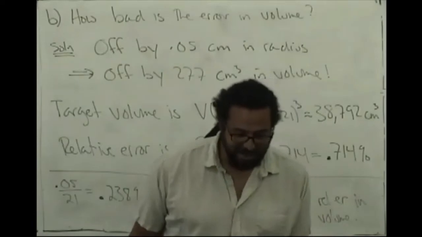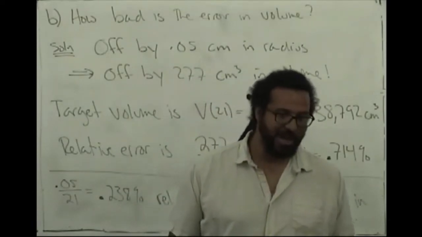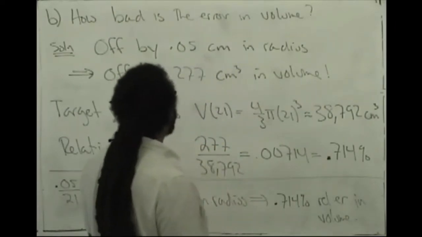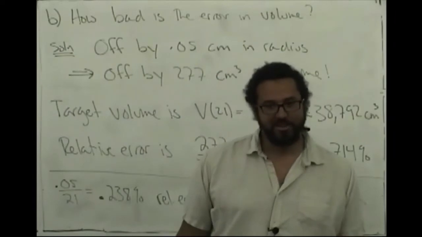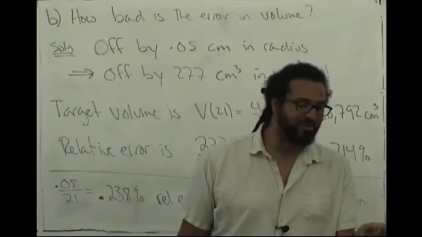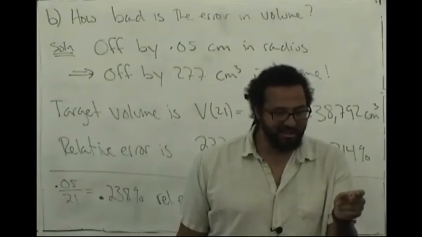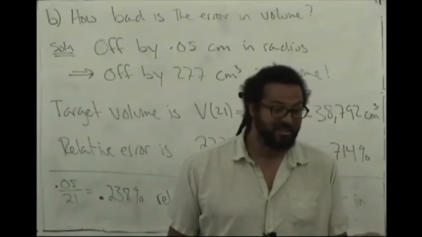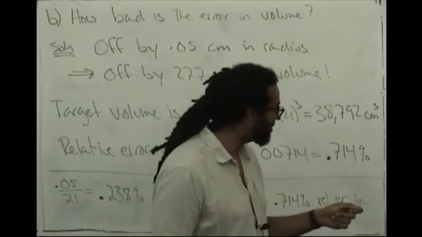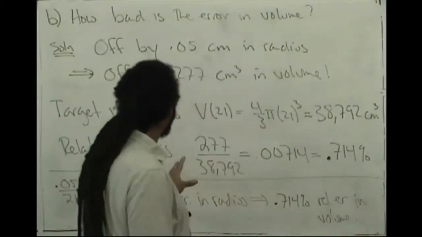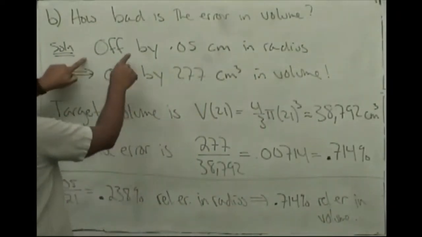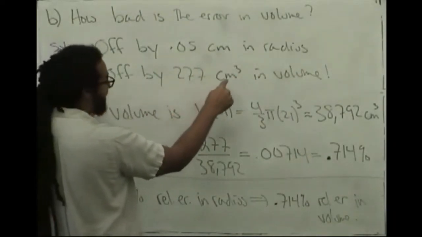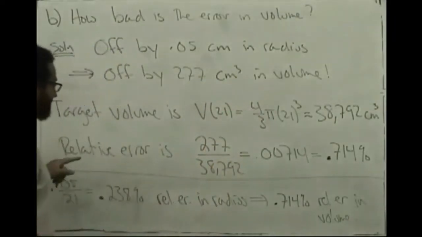Okay, so how bad was this error that we got in the calculated volume? Did we hit the panic button too soon? Turns out the answer is no. It turns out that a 0.05 error in the measurement of the radius causing a 277 cubic centimeter error in the volume is not so bad. And here's how we can tell. Again, off by 0.05 centimeters in the radius caused us to be off by 277 cubic centimeters in volume.